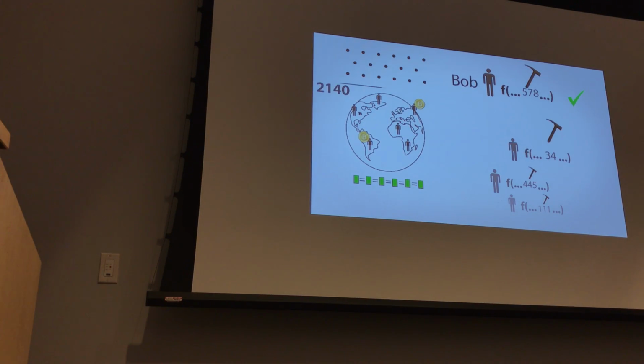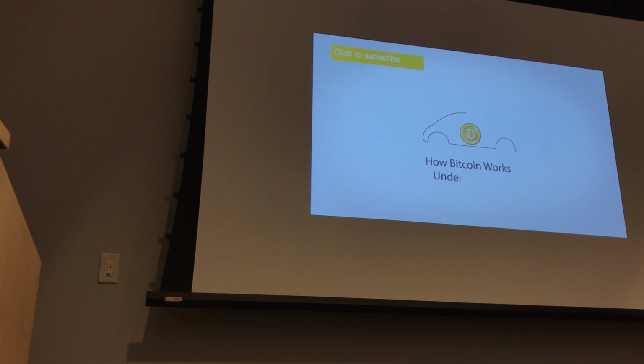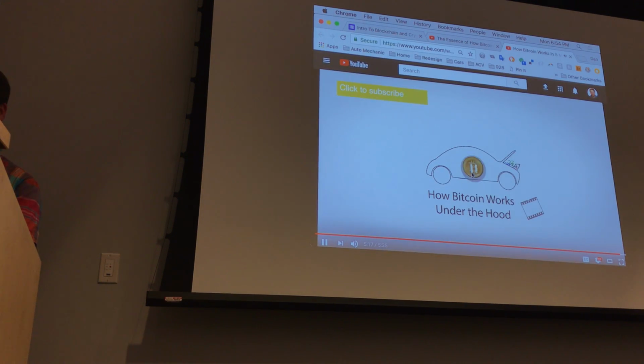In fact, sometime around 2140, no more money will be created, and participants will only be paid from fees added onto transactions. I hope this gives you a quick sense for how Bitcoin works. If you'd like a more detailed summary, check out my 22-minute video, How Bitcoin Works Under the Hood.